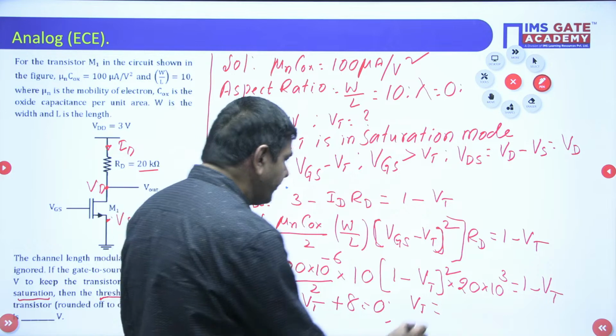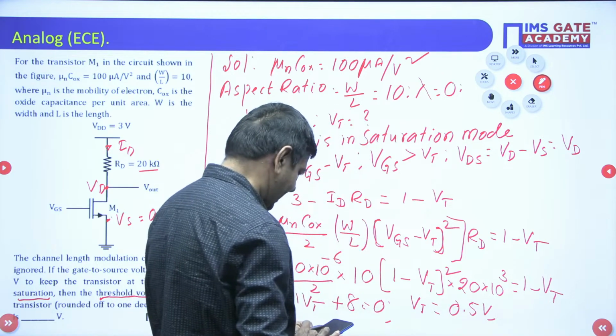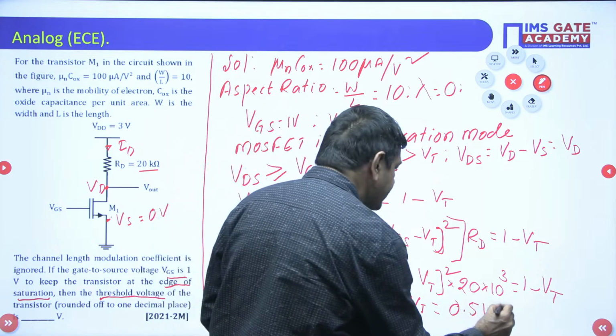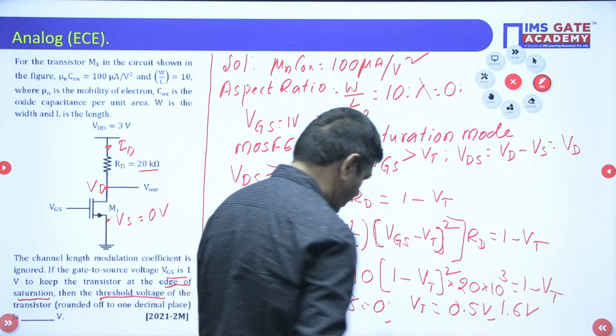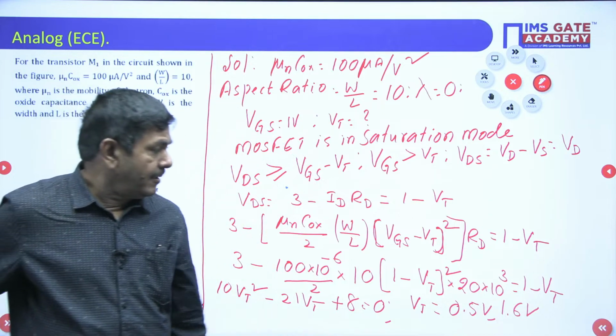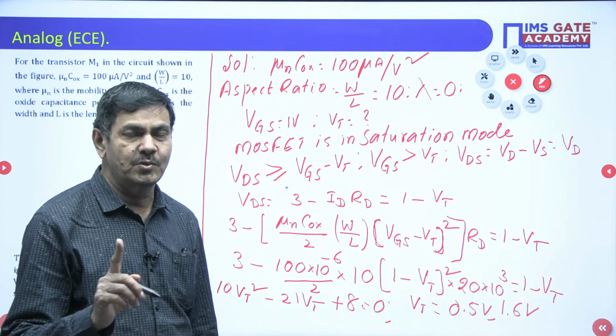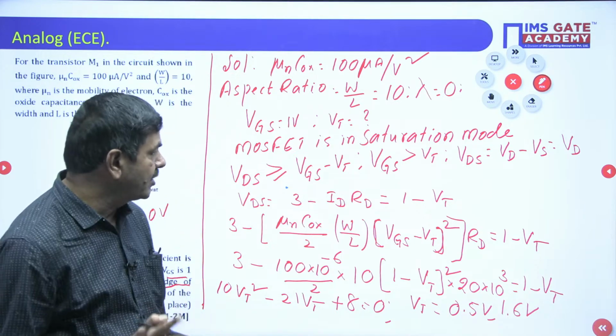One is 0.5 volts, and the second one is 1.6 volts. These two values are possible. But although we are getting two values, we must take one value only. Two values are not acceptable. Which value is to be taken?